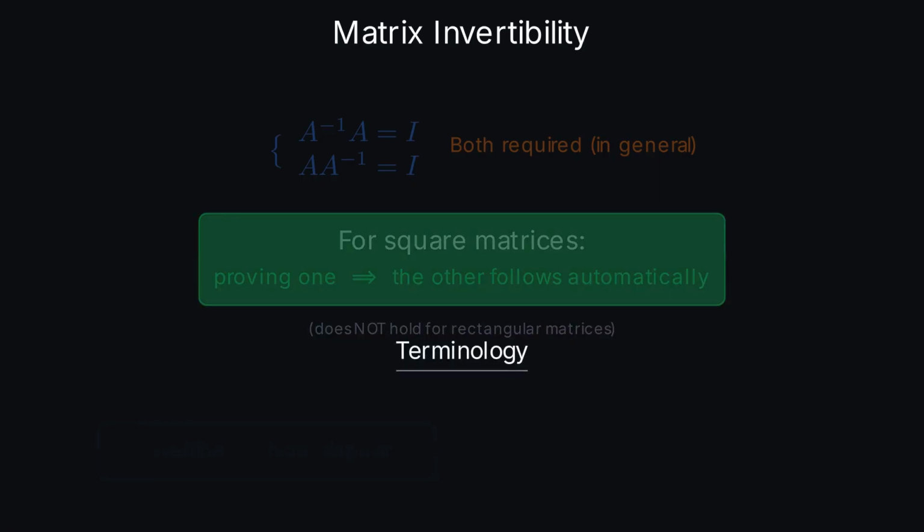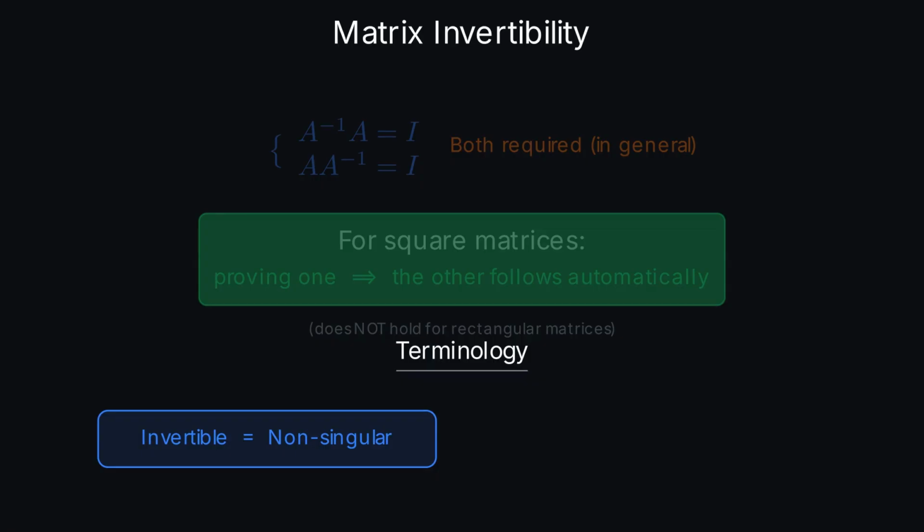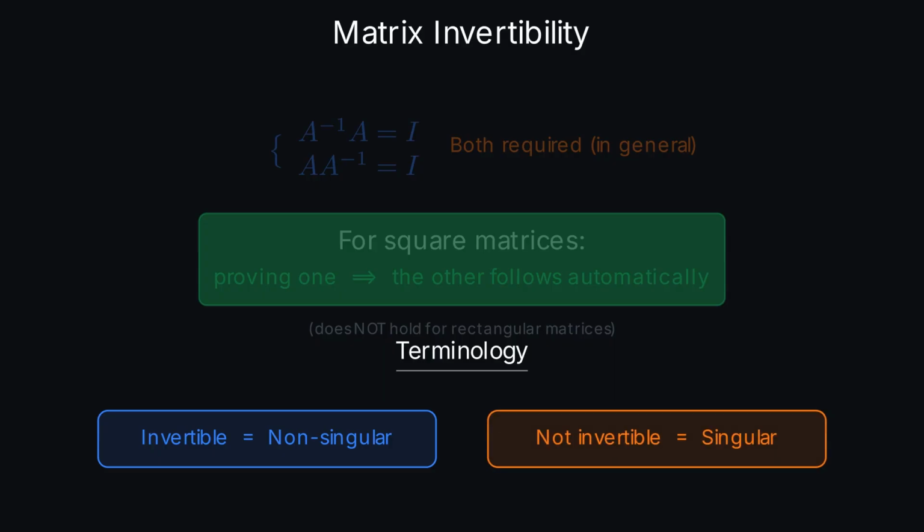Terminology to know. An invertible matrix is also called non-singular. A matrix with no inverse is called singular. These two categories form a sharp dividing line in linear algebra.